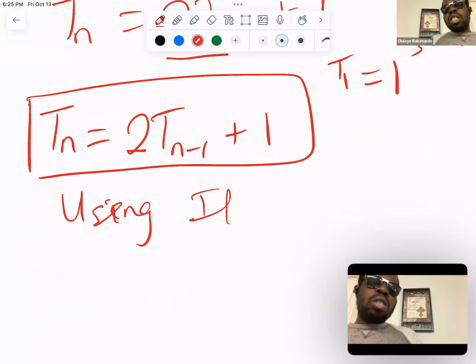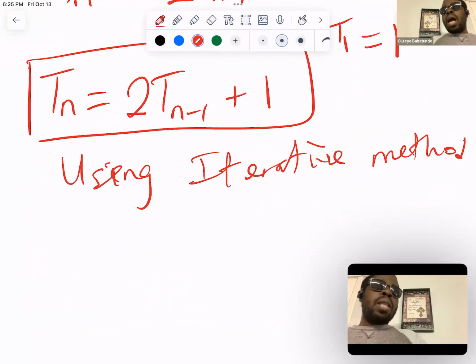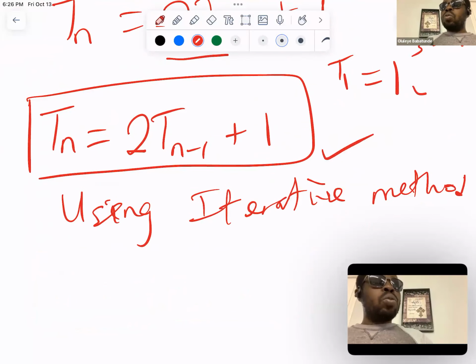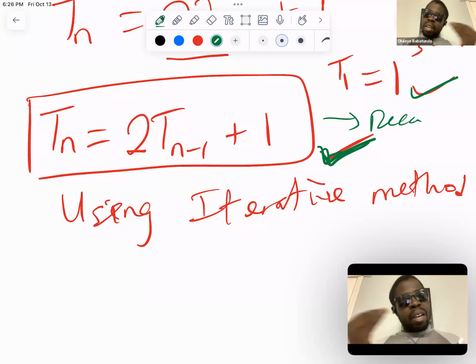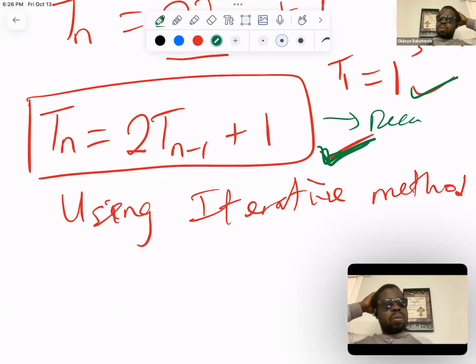Okay, so let's use the iterative method. Now, this is very, very important. These two, very, very important. This formula and this formula. This is a recurrence relation. You can see that T at the left side is defined in terms of T at the right side. So it's a recurrence relation.